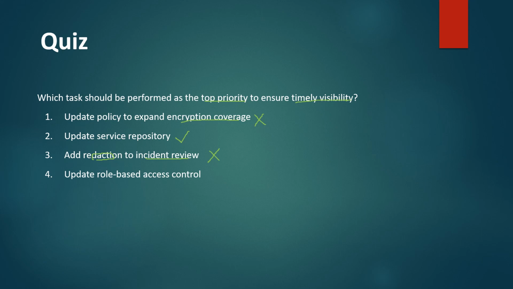And the last one, role-based access control update. Again, this is related to the control, which role should be given the privilege to access certain assets. This is mainly about the control itself, but not whether or not the result of the control is visible or reflected in the dashboard for visibility. So that's a different perspective. And again, the right answer is service repository. So that's the key part or the basis to ensure timely visibility from the dashboard in CASB.